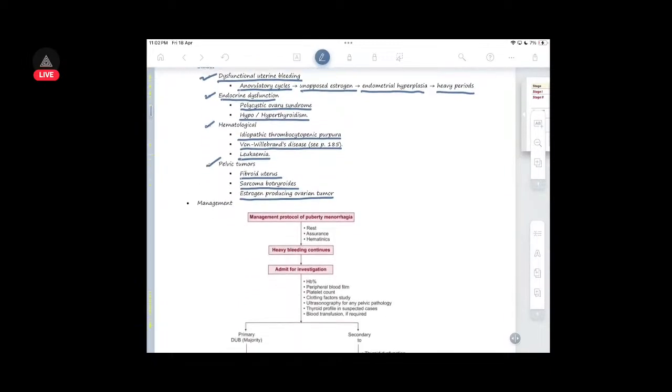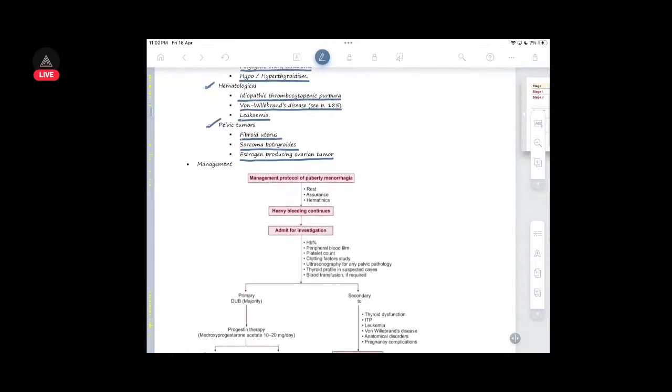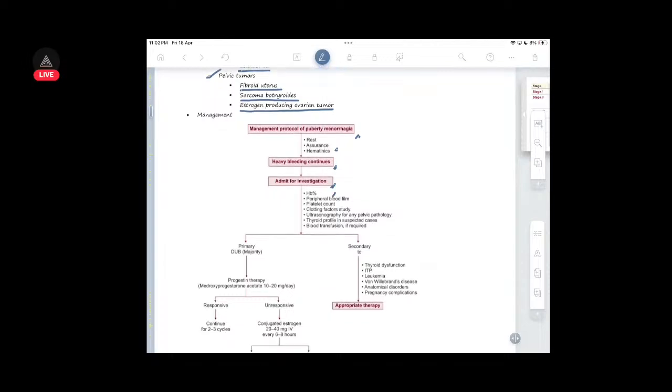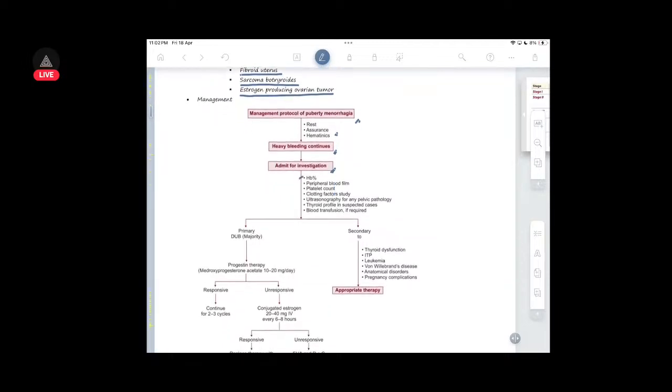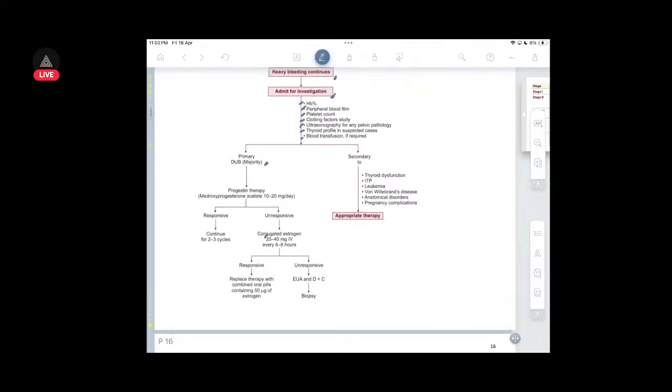So the management protocol of puberty menorrhagia is rest, reassurance, and hemodynamic stabilization. If it still continues, we aim for the investigations: hemoglobin percentage, peripheral blood smear, platelet count, clotting factors, ultrasound, thyroid profile, and blood transfusion if it is required. Then mainly it will be primary, like DUB.